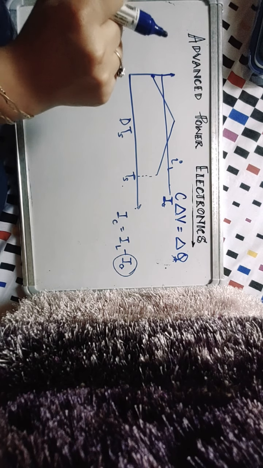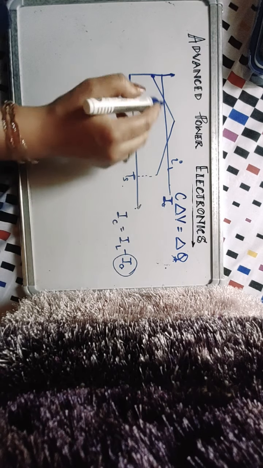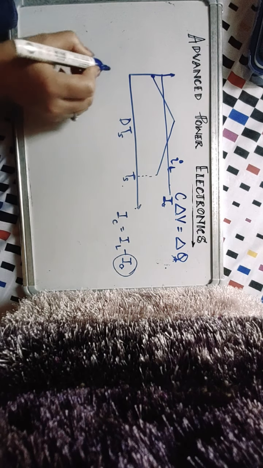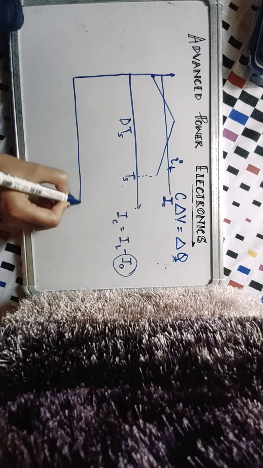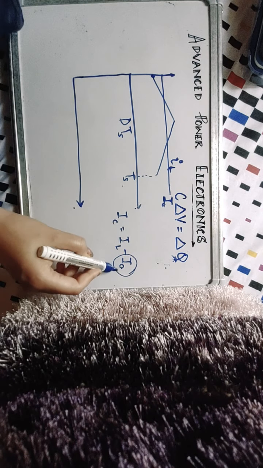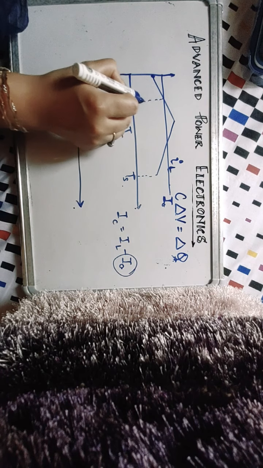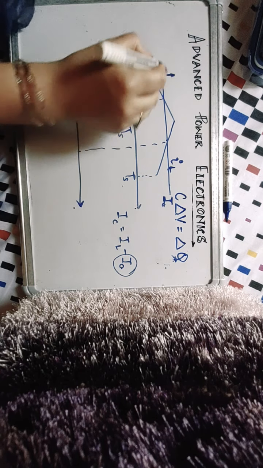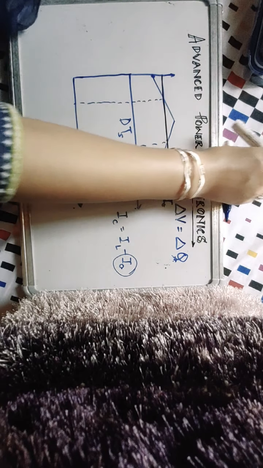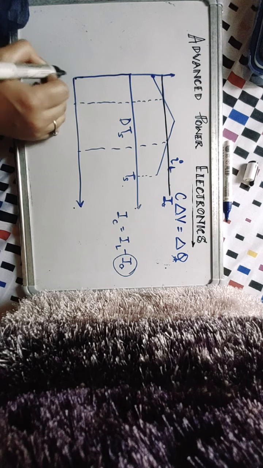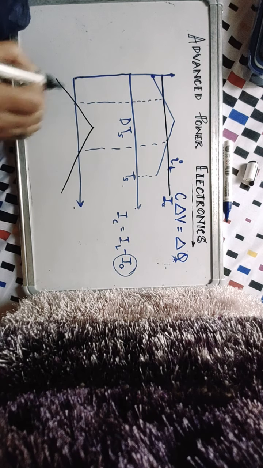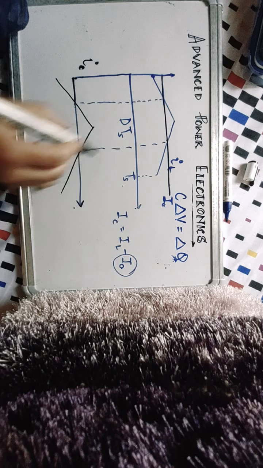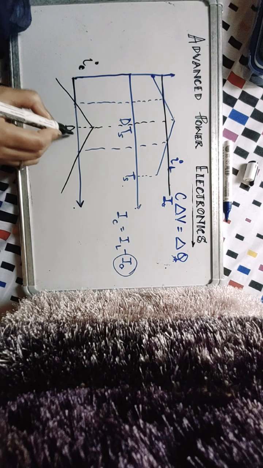To simplify things, you have assumed that there is no ripple at all in the output current, and obviously the average value of this output current is equal to the average of the inductor current. Now if I want to plot the capacitor current, it is IC is equal to IL minus I naught. So if I plot it, this is I naught, and it is going to look like this. This is your capacitor current, and this is your DTS.